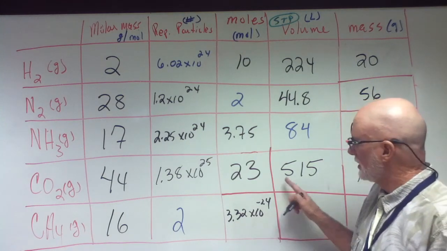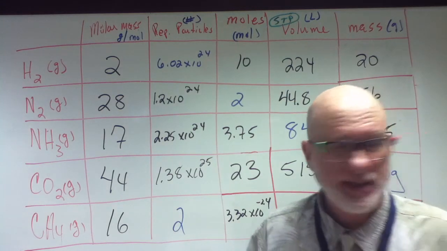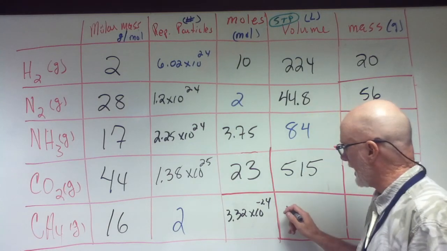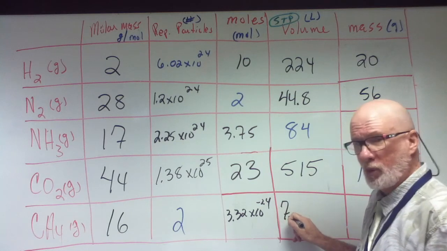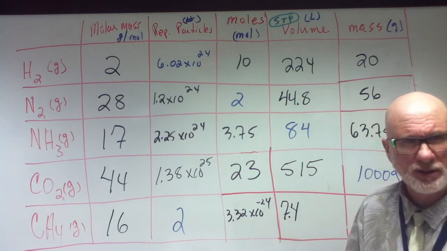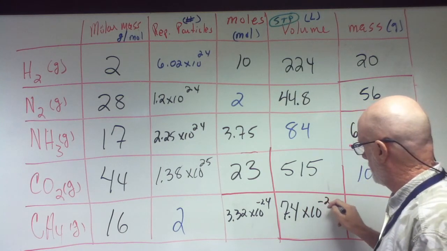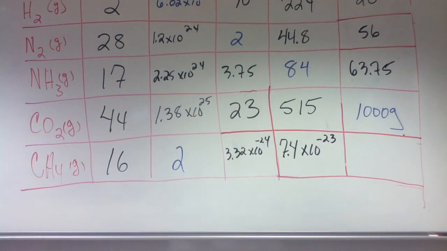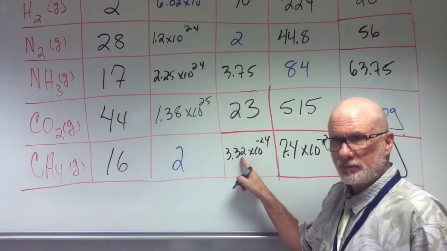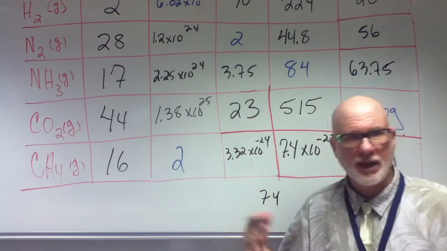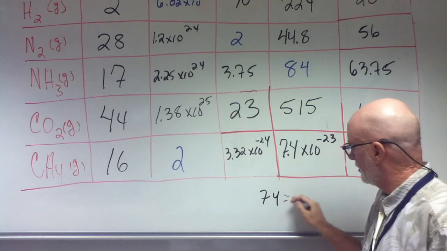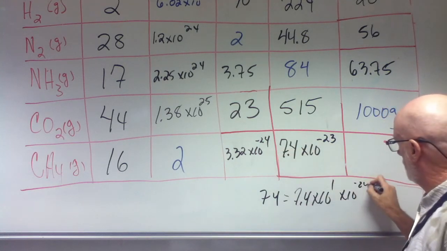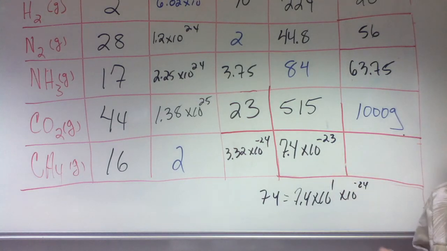Because 3.32 times 22 is going to be like 73, right? So that's going to be 7 point whatever times 10 to the 1 times 10 to the negative 24, which would be negative 23. You get that, Laura? You with me? So what do we got? 7.4 is good. Times 10 to the what? Negative 23. You see what happened? In other words, 3.32 times 22.4 is 74 plus, which becomes 7.4 times 10 to the 1, times 10 to the negative 24 becomes negative 23. Do you see that? You get it? You with me? Yes? Okay.